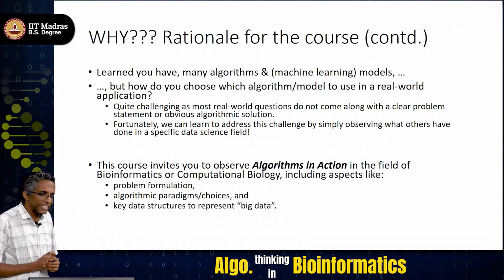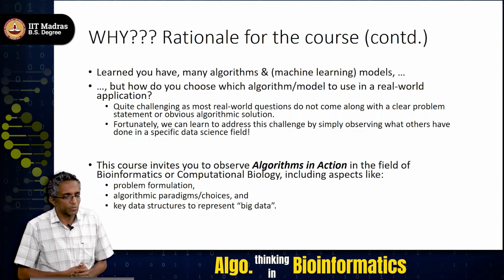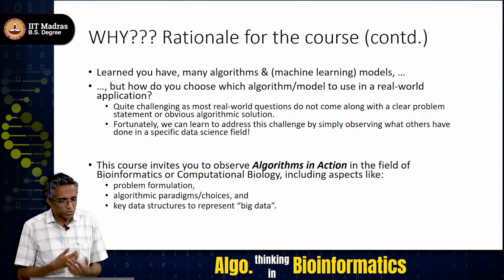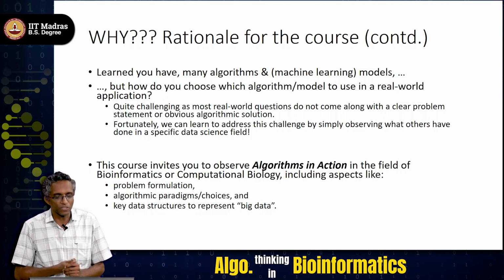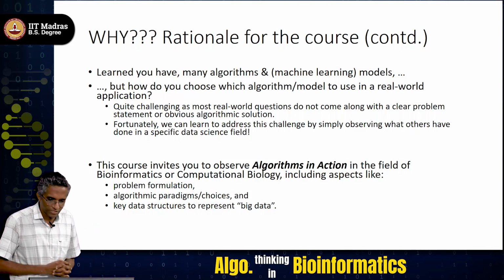And then what are the key data structures to represent? That would be part of the algorithmic choices. For these algorithms to run efficiently, you need to choose the correct representations of your data. So, how do you choose these key data structures to represent the big data sets that are coming up in this particular field that we are going to focus on, bioinformatics and computational biology?